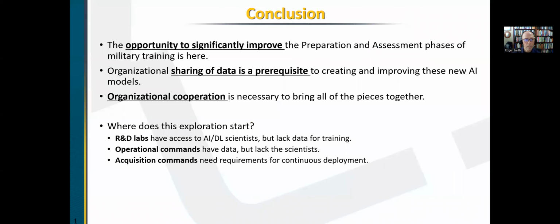So in conclusion, I wanted to point out that there's a significant opportunity to improve both the preparation and assessment phases of military training, and that access to all of the data that happens in the operational phase is a necessary prerequisite to allow that to happen. And the organizational infrastructure to support that and to make that doable needs to be constructed if we're going to be able to take advantage of deep learning the way other industries have.